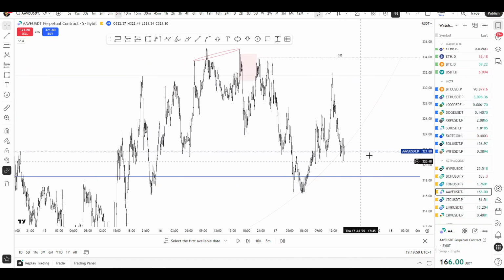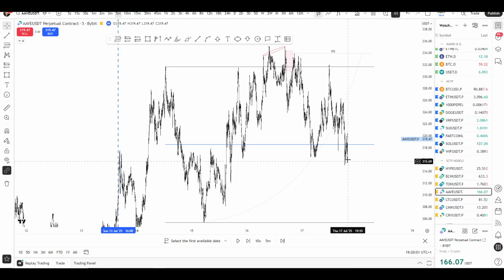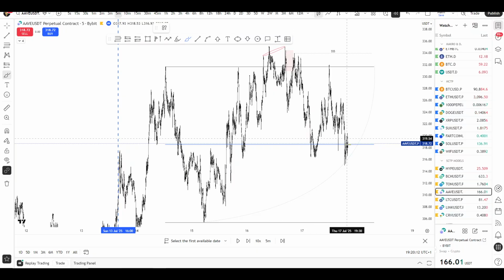Got a nice move down. Yeah, I don't like these wicks. So I don't think this model will play out because we are below the range equilibrium, and to come up here, just drawing it like this, it has to be a quite fast move up. So yeah, let's see how this range develops.